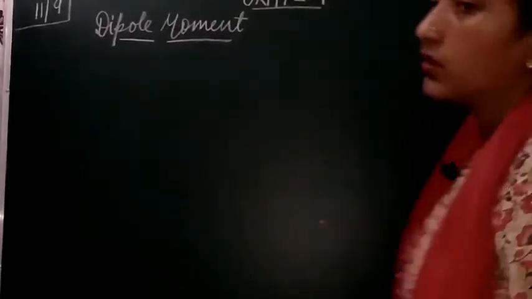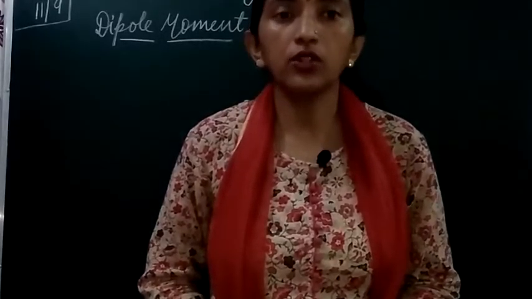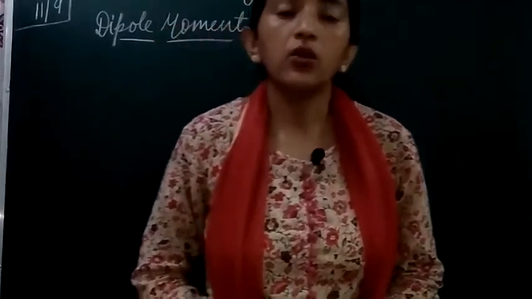Students, in the last class, we discussed the polar and non-polar covalent bond, and hence we came to the conclusion that a molecule can be either a polar molecule or a non-polar molecule. Today, we are going to discuss that the ionic bond is the extreme case of the polarity of the covalent bond.